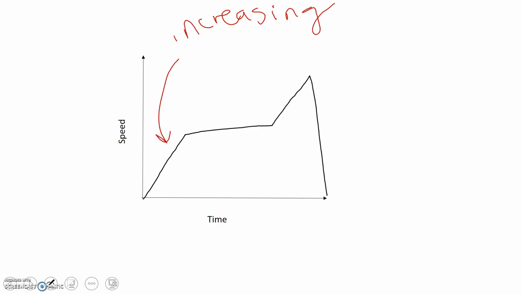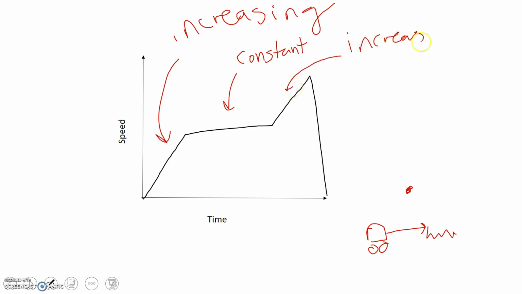So maybe I was stopped at a stoplight. So let me draw my little car down here. So maybe I was stopped at a stoplight, and then I started increasing speed. And then this doesn't mean that I stopped, it just means I'm going at constant speed. So maybe I got up to full speed, and I'm going to go at the same speed, and all of a sudden I can go faster again. So increasing speed again. So maybe I speed up to pass somebody, or get around someone, so I go a little bit faster. And then all of a sudden, at this point, I start going down.